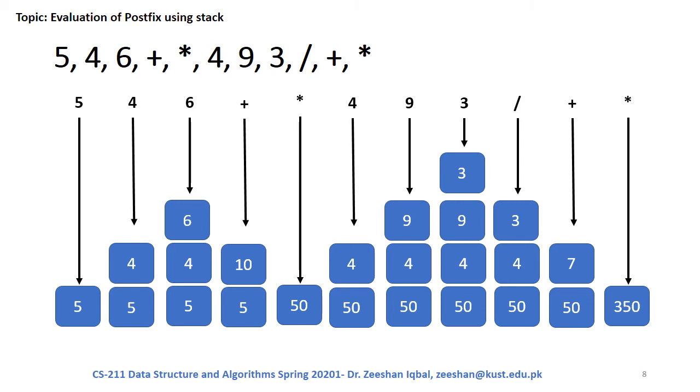Next symbol is 4, so 4 will be directly pushed to the stack. And next symbol is 9, 9 will be pushed again directly. Next symbol is 3, so 3 will be pushed directly onto the stack. Next symbol is division, which is an operator, so we will take the top two operands, that is 9 and 3, and apply the division operator. So 9 divided by 3 becomes 3, and this 3 will be pushed to the stack.